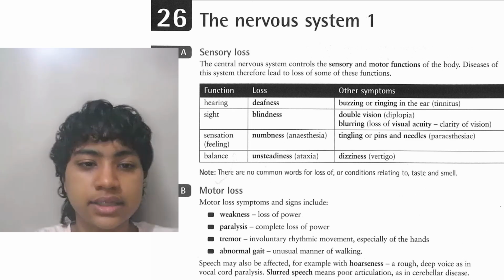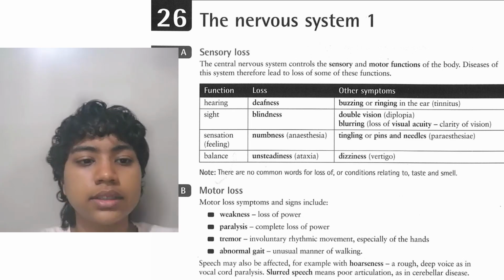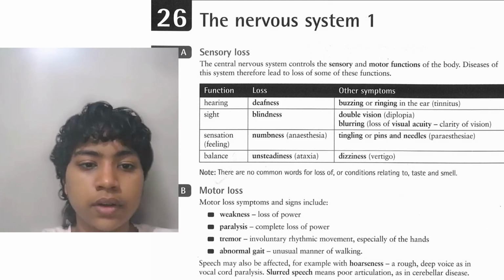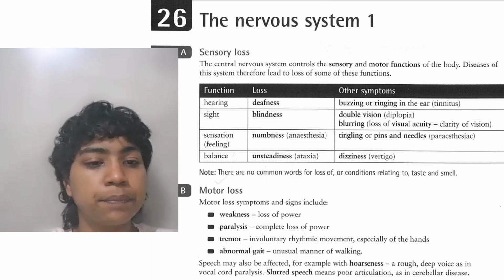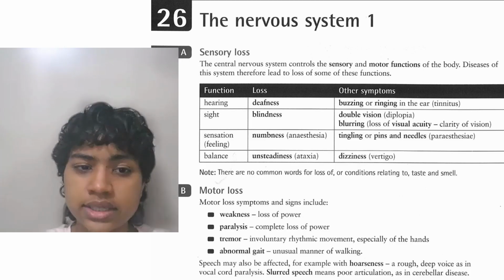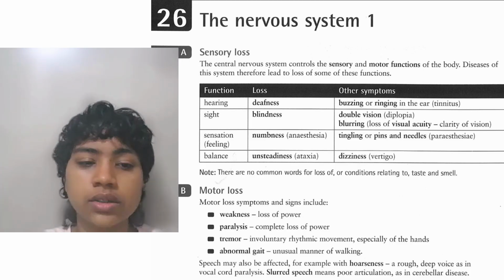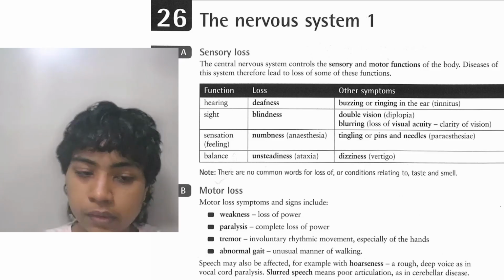The nervous system. 1. Sensory loss. The central nervous system controls the sensory and motor functions of the body. Diseases of this system therefore lead to loss of some of these functions.